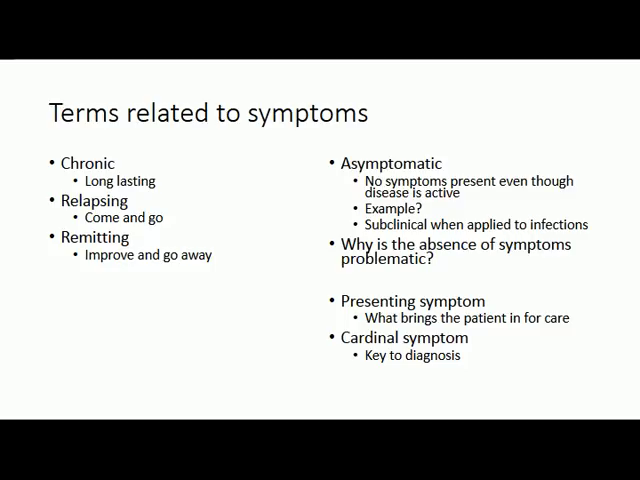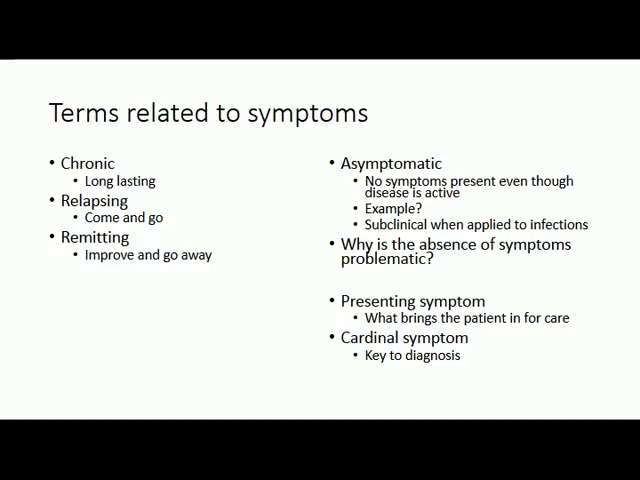Terms related to symptoms include chronic, which implies long-lasting; relapsing, symptoms that come and go; and remitting, which improve and go away. Consider types of symptoms that might be chronic, relapsing, or remitting. Pain is a symptom that could fit all three definitions.